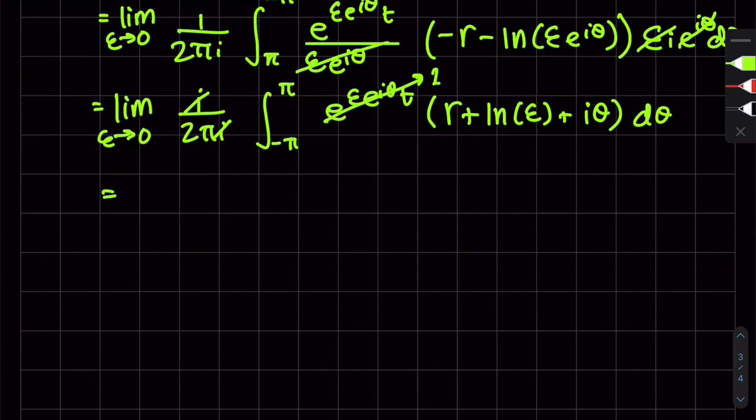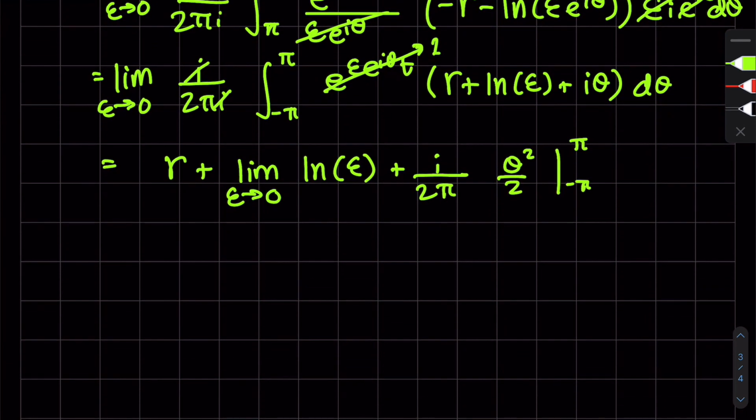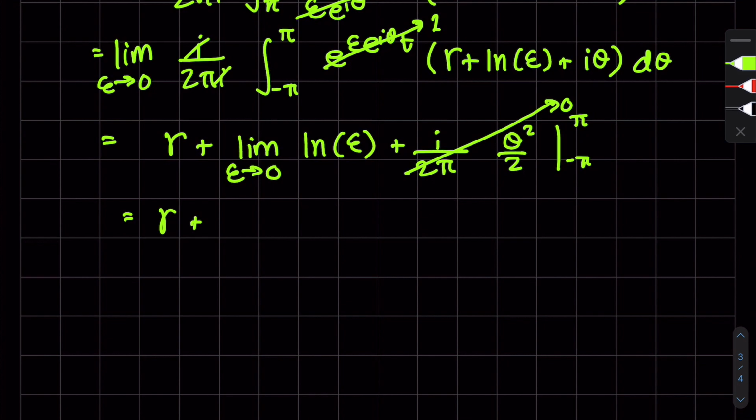We will have Euler-Mascheroni times pi minus minus pi upon integration, which is 2 pi, divided by the 2 pi up front. So that will just give us Euler-Mascheroni plus the limit as epsilon goes to 0 of natural log of epsilon. Well, the other bit is just i over 2 pi times theta squared over 2 from minus pi to pi, which will entirely just go to 0 because it's an even function. And this is what we're left with.